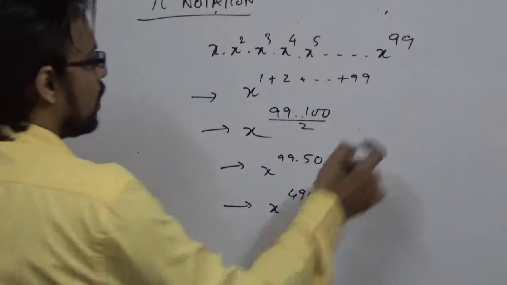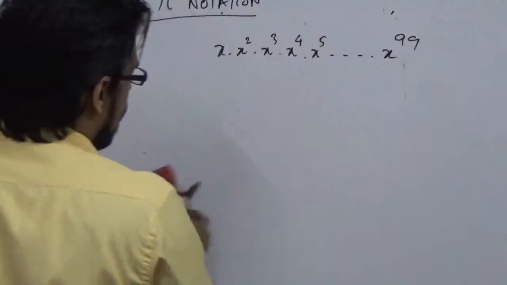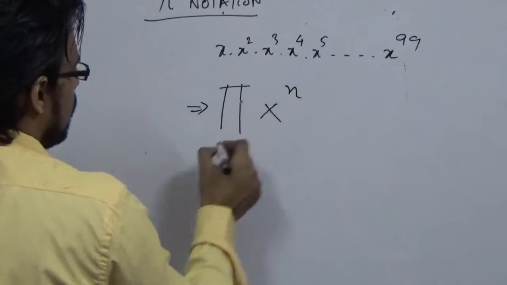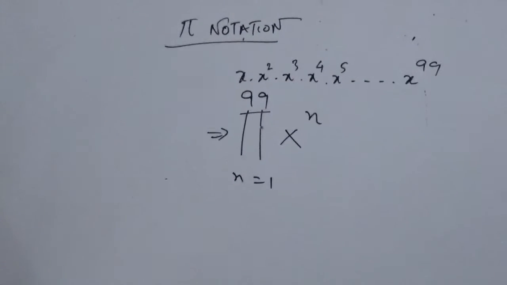So you don't need to do it, you just remove this and you replace with this. You write pi, you write x to the power n, n equal to 1 to 99. Your job is done. Okay?